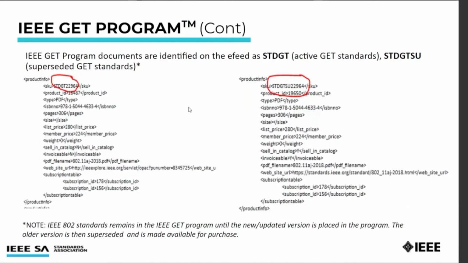These standards are identified in the XML meta tag with the part prefix STDGT and STDGTSU. STDGT is the active and most current standard in the program. STDGTSU is a superseded standard that, in the IEEE 802 group for instance, may remain in the program for 6 months after a new edition has been published. While the PDFs identified for the IEEE GET program are available at no charge, in the XML meta price tag, IEEE provides the prices for the PDFs only to indicate its value.